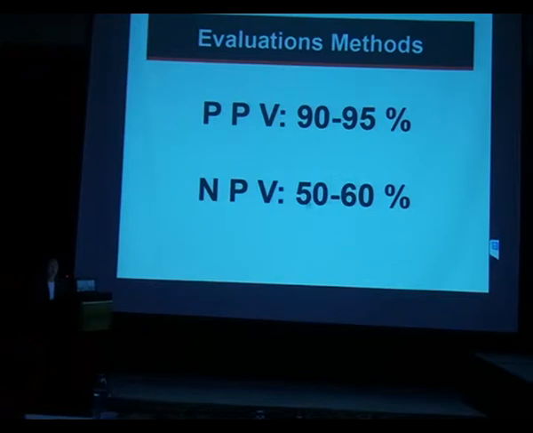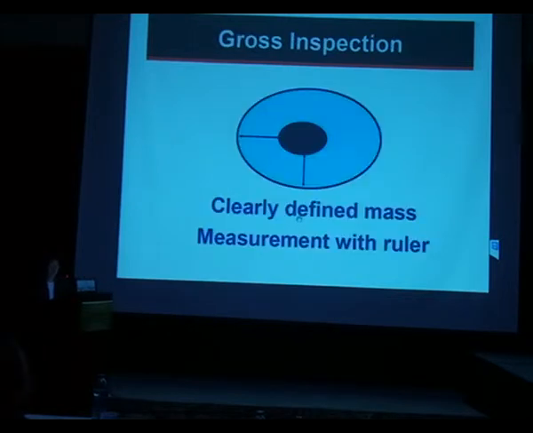So up to 50% of the time when we say it's negative, the lesion might be at the margin. And with invasive lobular carcinoma and with DCIS, this false negative rate is a lot higher.